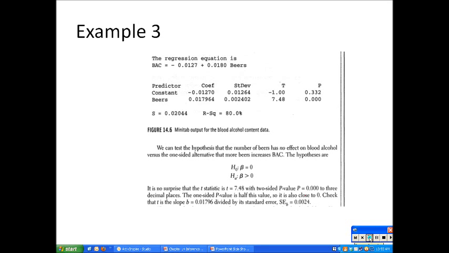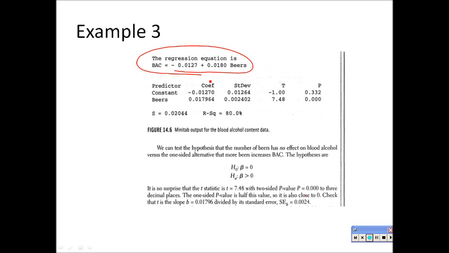Example 3. For our next example, we will be testing the blood alcohol content data. The regression equation for this is at the top of the Minitab output. We can test the hypothesis that the number of beers has no effect on blood alcohol versus the one-sided alternative that more beers increase blood alcohol content. The hypotheses are: the null is that the slope is 0, and the alternative is that the slope is greater than 0. That means that more beers increase the blood alcohol content.